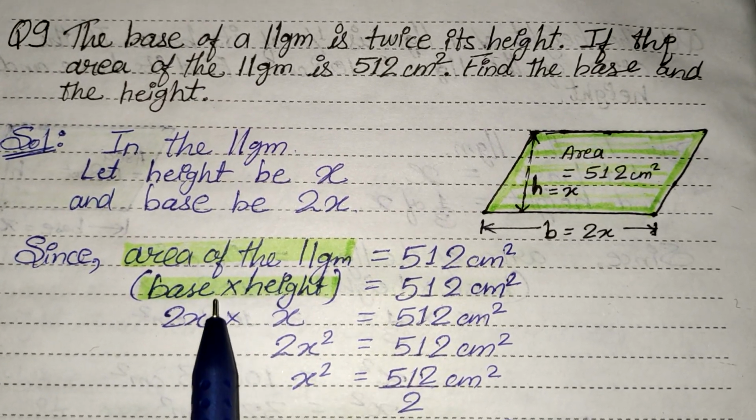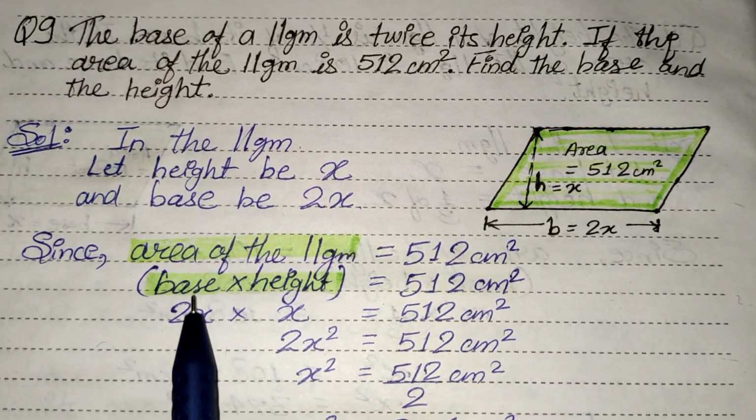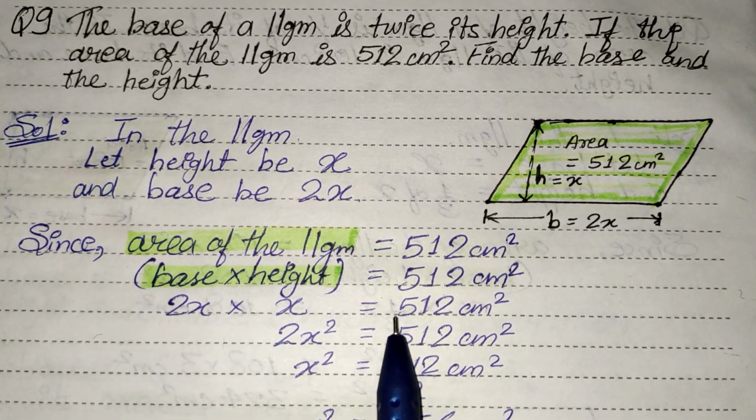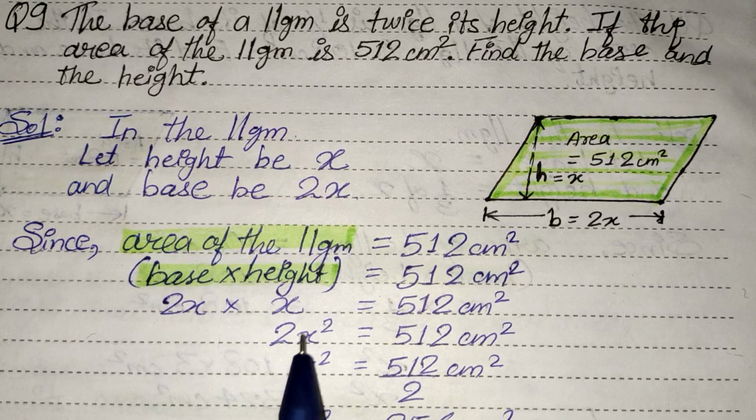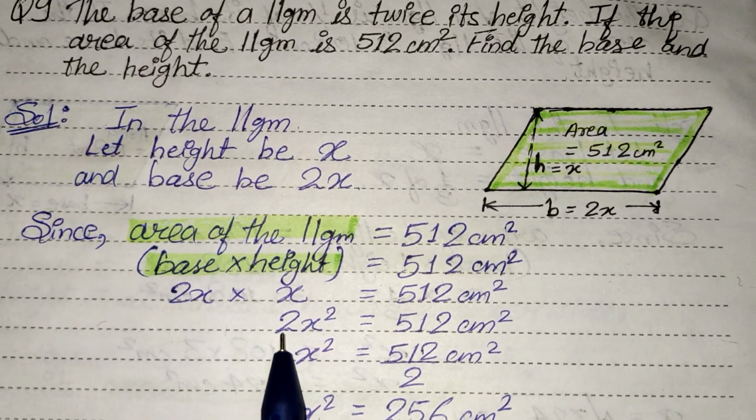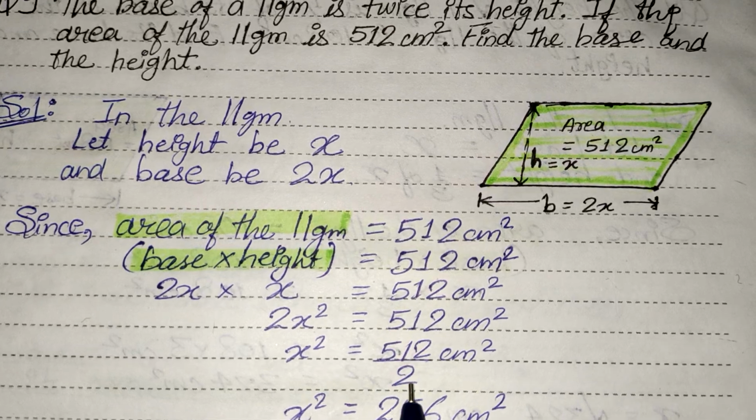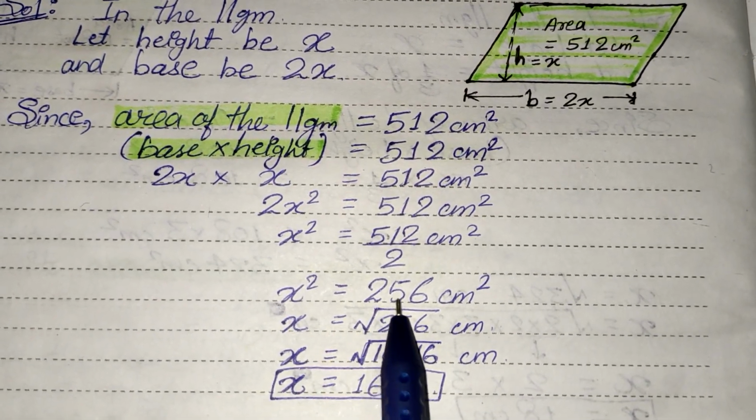So area is given. Now put the value of base and height in this formula. We have base 2x into height x. 2x into x is equal to 512 centimeter square. Now 2x into x, we have 2x square. Transfer this 2 to the right side of the equal to. We have 512 divided by 2. Now we have x square is equal to 256.